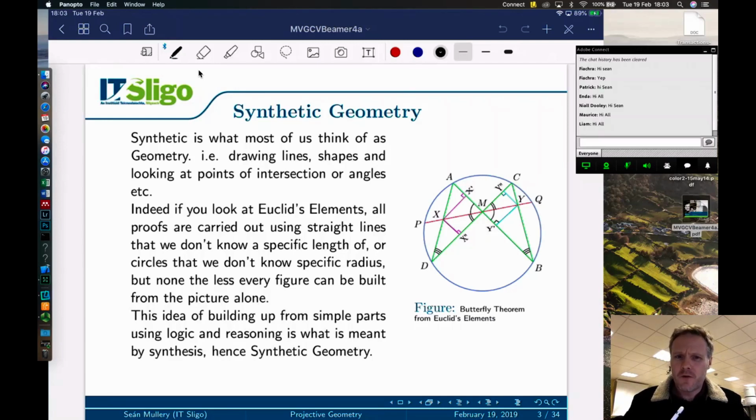But the thing is that all of the proofs are carried out using just straight lines and circles and so on, where we don't know the specific length of the line, or the specific radius of the circle, but nonetheless every figure can be built from the picture alone. What Euclid does is he starts with a fairly simple line, and then he draws a circle related to that line, and then he builds up from there all of his different theorems. Then he proves, well, if this is the case, the next thing must be the case, and the next thing must be the case, and so on.